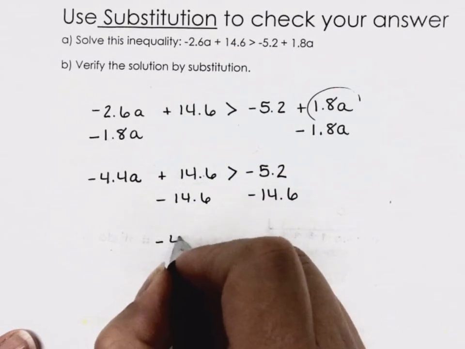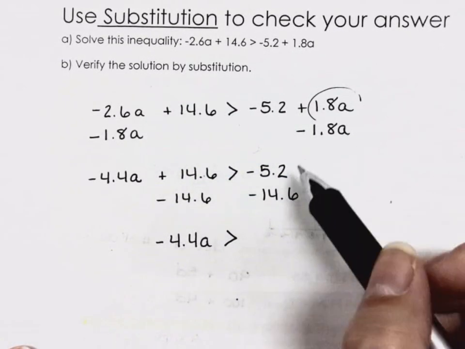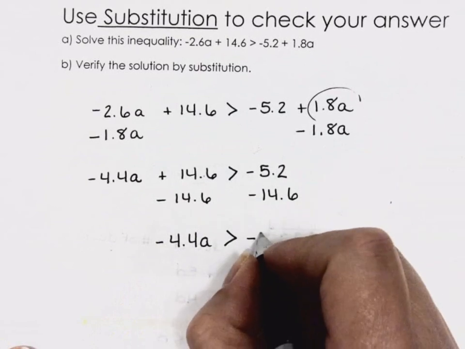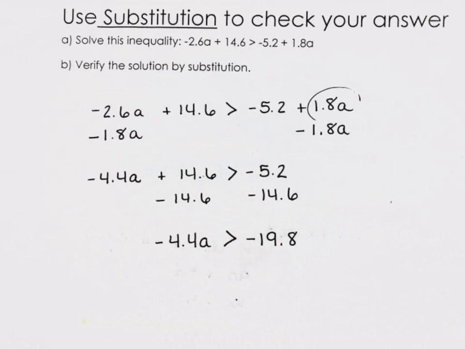So I'm left with negative 4.4a is greater than, and now I'm going to do this, and this is going to be negative 19.8. And again, if you need to use your calculator, I really encourage you to do that so that you don't make a simple mistake.